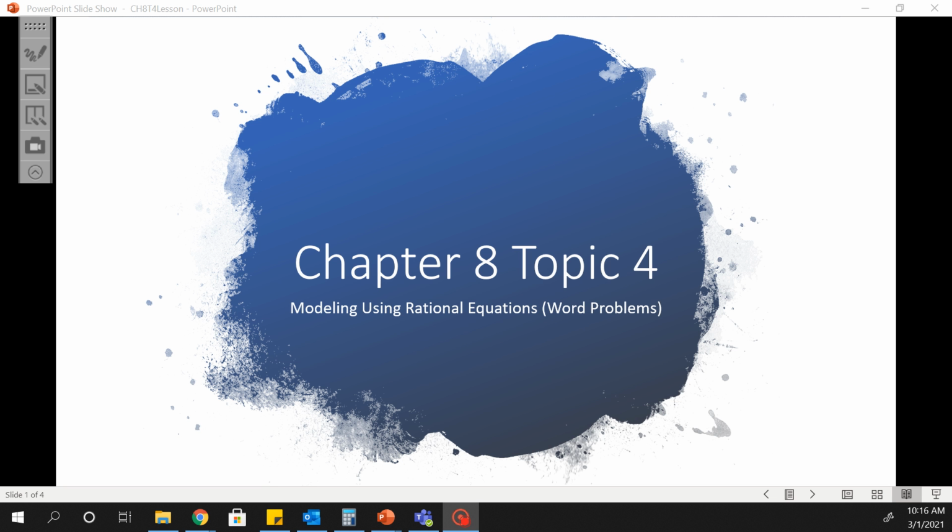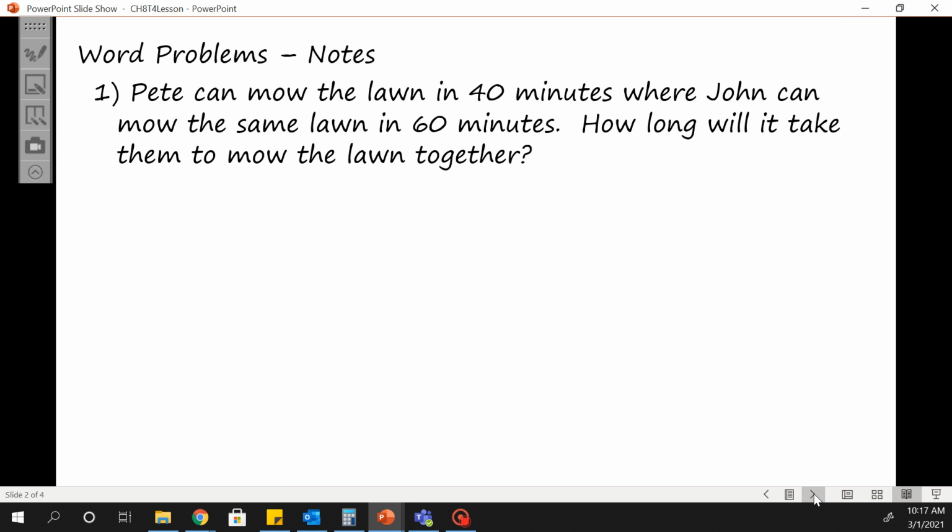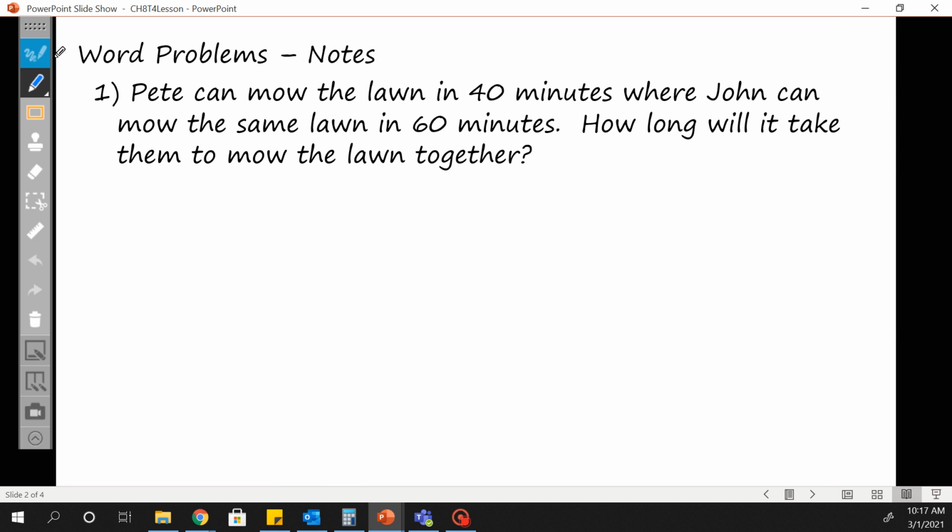Okay, today we're going to be looking at some word problems, some modeling using rational equations. And these are essentially word problems. All right, let's take a look at some examples. These are actually pretty easy to do, pretty easy to set up. As long as you know how to set it up, then not too difficult.